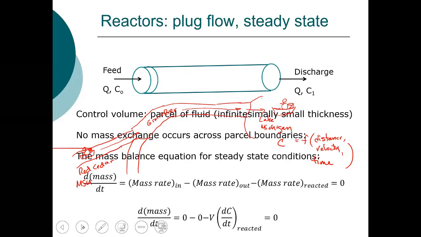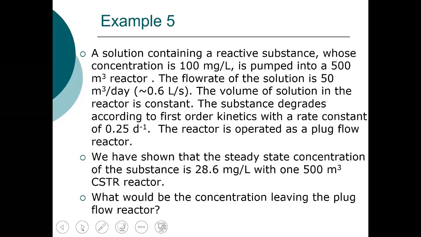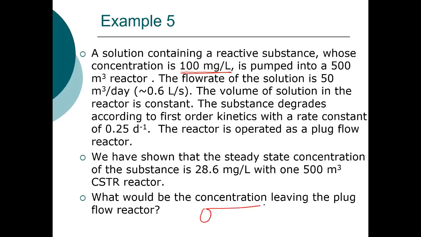And I think I've probably explained this, hopefully, enough that you can see that this is the equation we'll use for a plug flow system. So now let's go think. Again, we have essentially the same system. So we have, think of it as a pipe. And the solution is entering at 100 milligrams per liter.